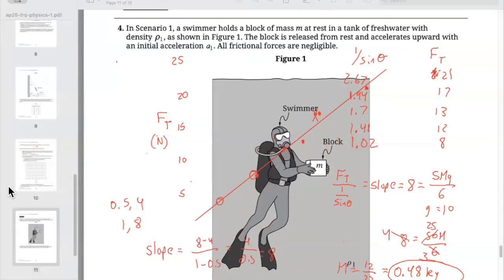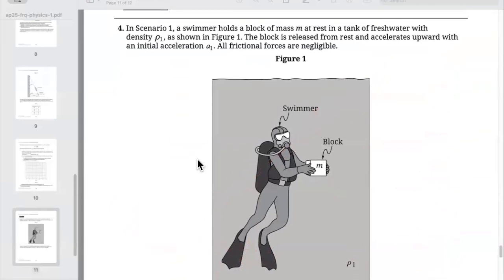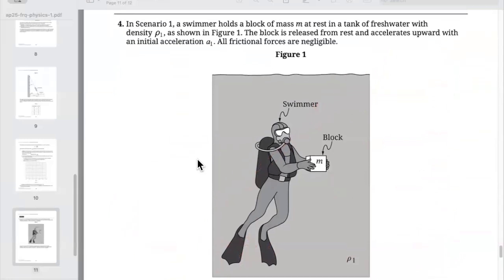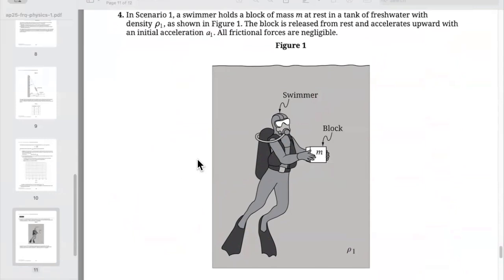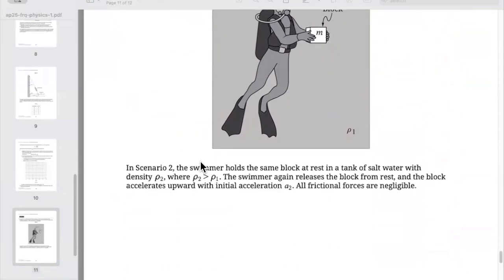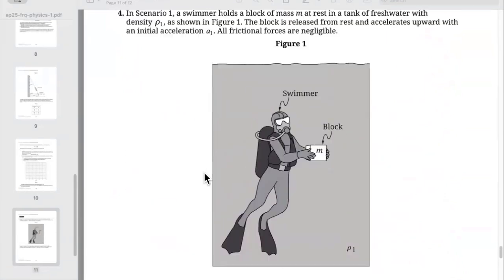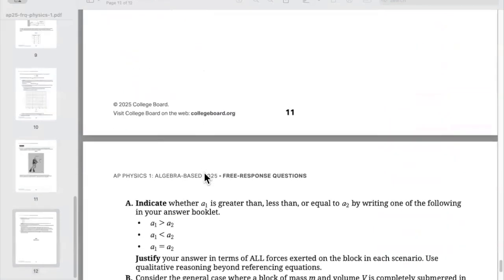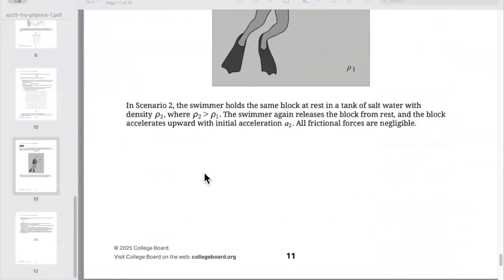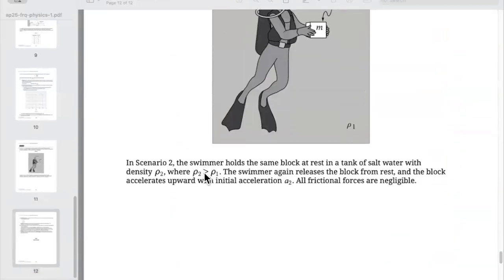Okay. Hook, line, and sinker. We're on the last question here. So, in scenario one, a dude holds a block in fresh water, and the block is released and accelerates upward. And then you have salt water with a higher density. And you have to determine which one's going to be a greater acceleration.